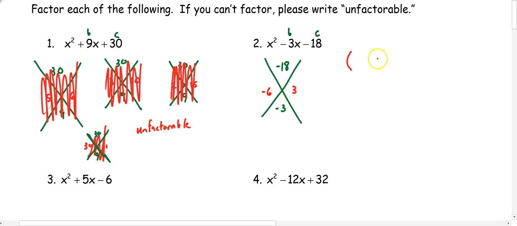So what we're going to do is we're going to have two sets of parentheses with an x in each, and then we're going to put the number with x. If it's a negative number, it gets a subtraction sign. If it's a positive number, it gets a plus sign. So we would have x minus 6 and x plus 3.